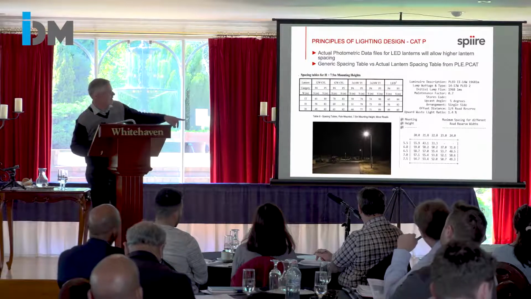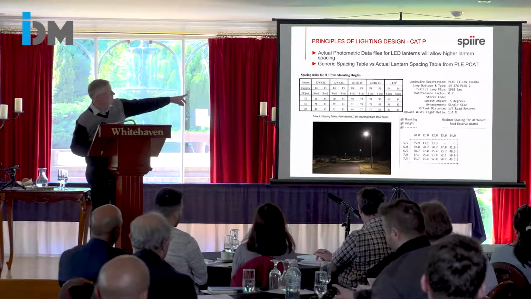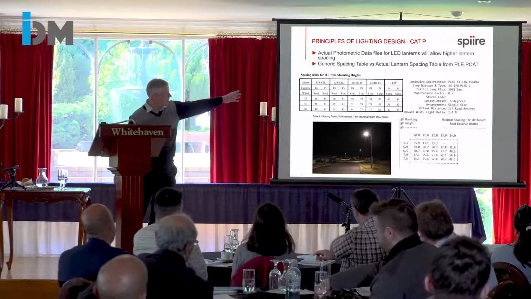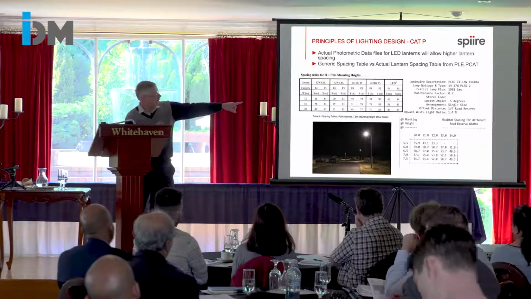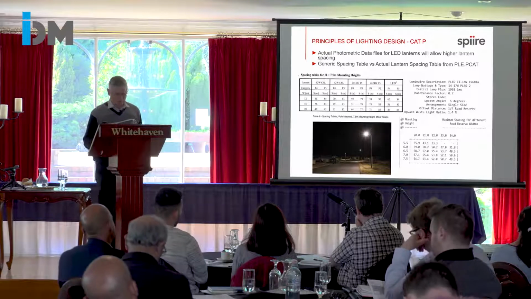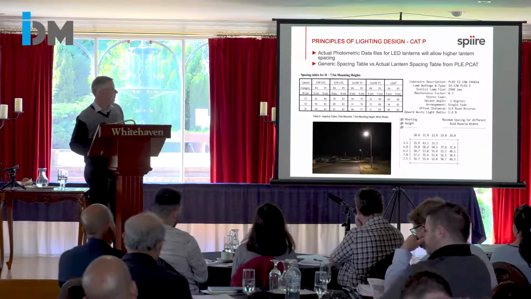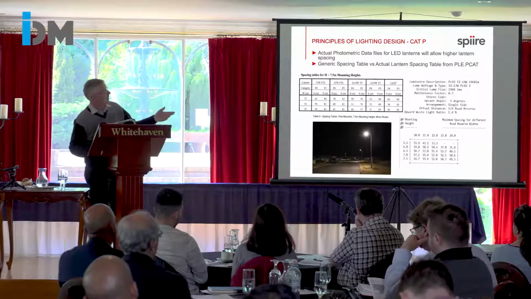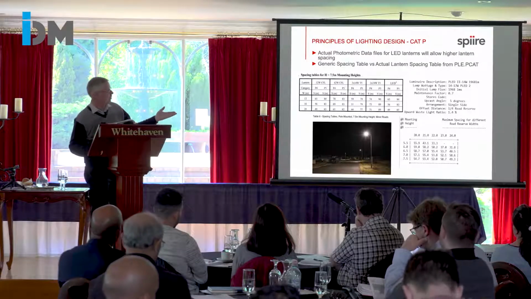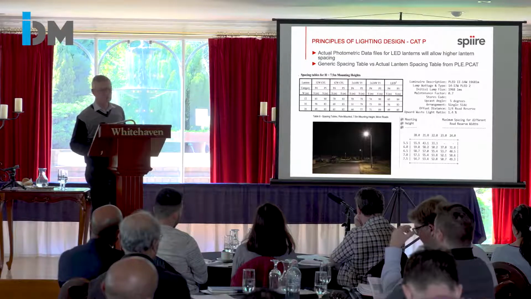We've got a spacing table there equivalent to the one. This is the spacing table that PowerPool will provide. That's the one which actually comes out specific for that particular lantern. And for a 20 metre road at 7.5 metres, we're now up to 54.7 metre spacing.